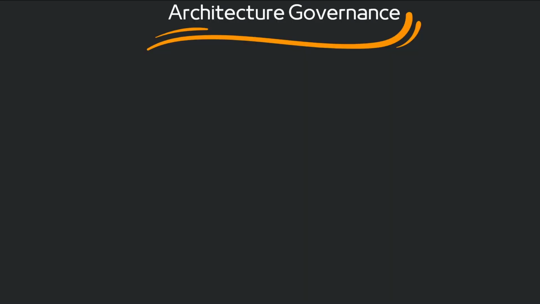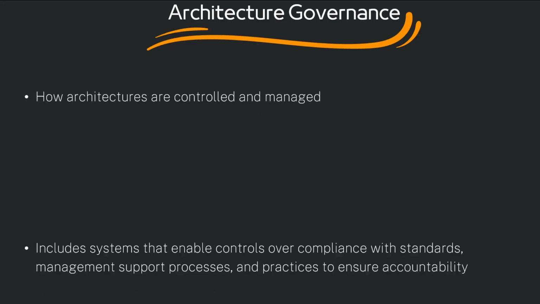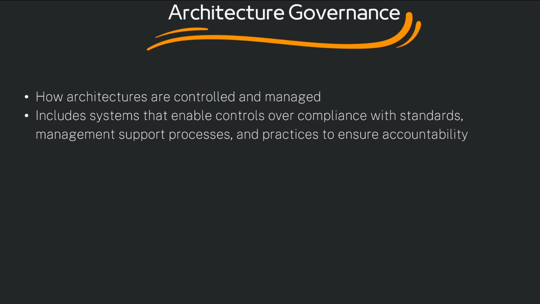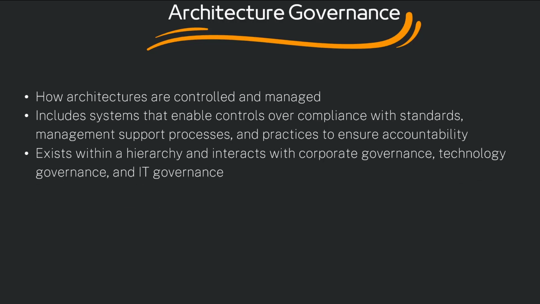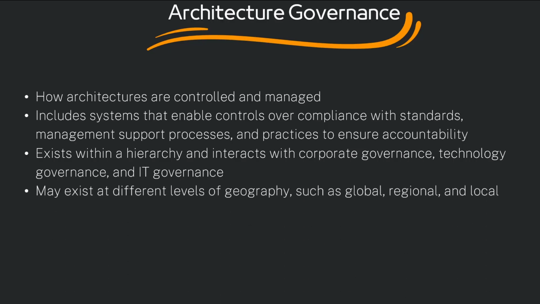Architecture governance is all about how architectures are controlled and managed. It includes systems that enable controls over compliance with standards, management support, and processes and practices to ensure good, strong accountability. It typically exists within a hierarchy and interacts with other things like corporate governance, technology governance, and IT governance, which all could coexist at an enterprise. It also may exist at different levels of geography, such as global, regional, and local.